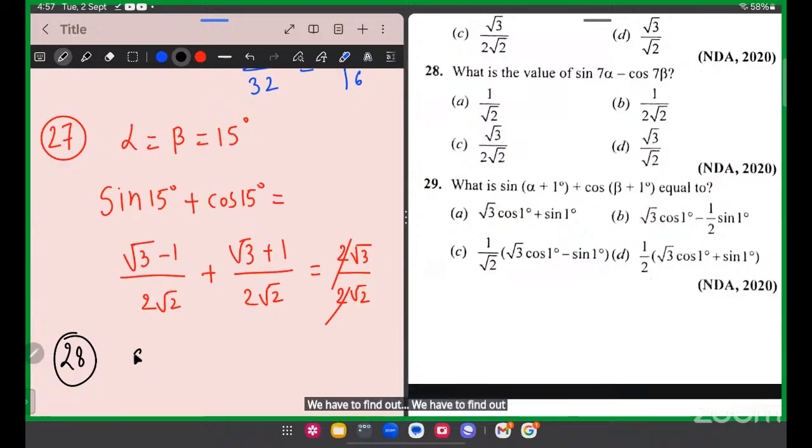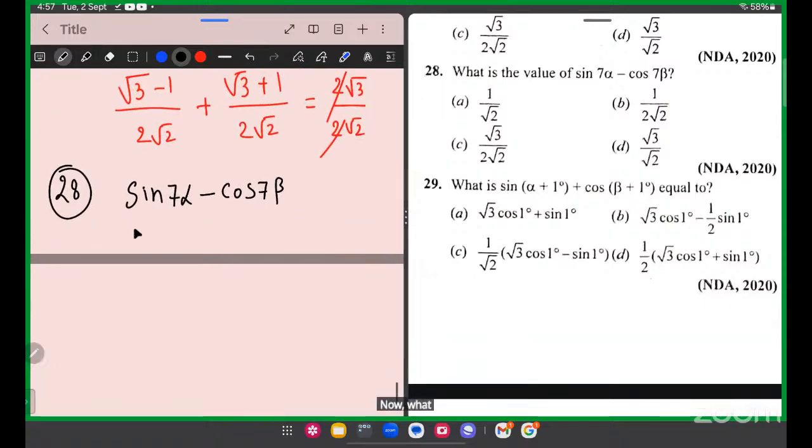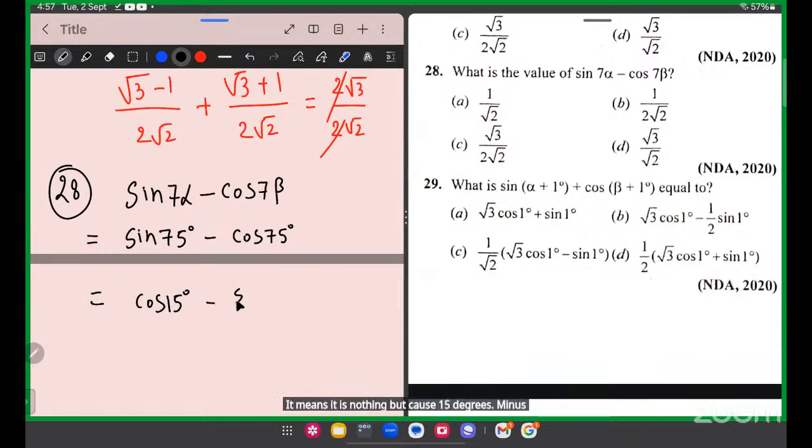We have to find out the value of sine 7 alpha minus cos 7 beta. Now what is alpha? Alpha is 15 degree. It means sine 75 degrees minus cos 75 degrees. It is nothing but cos 15 degrees minus sine 15 degrees.